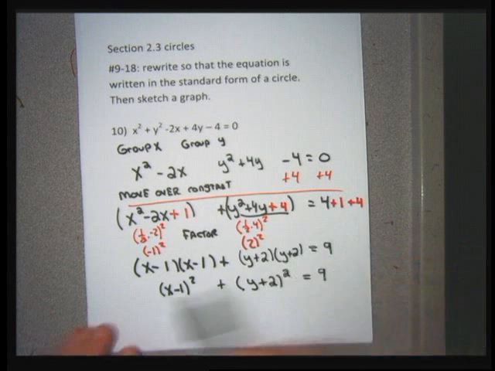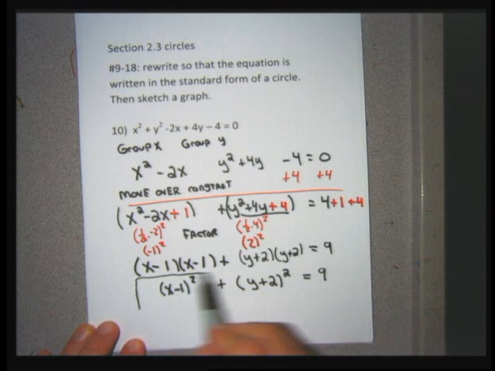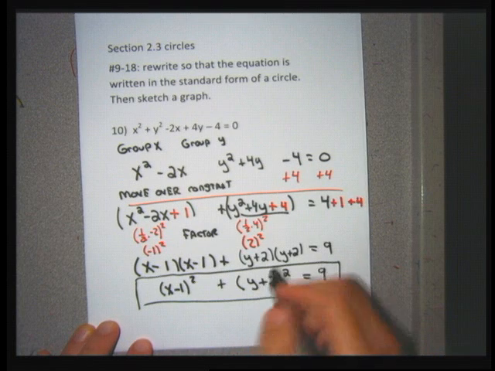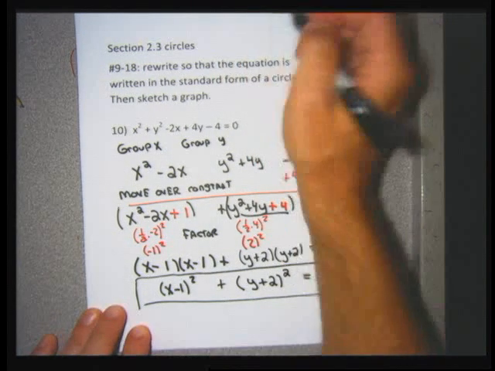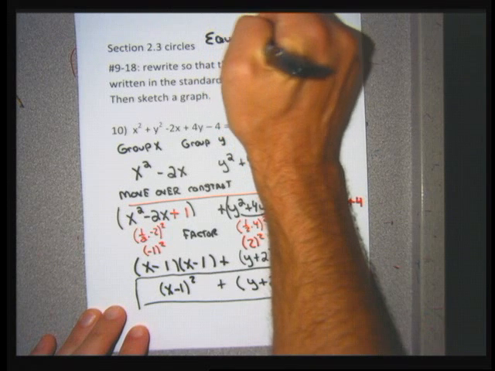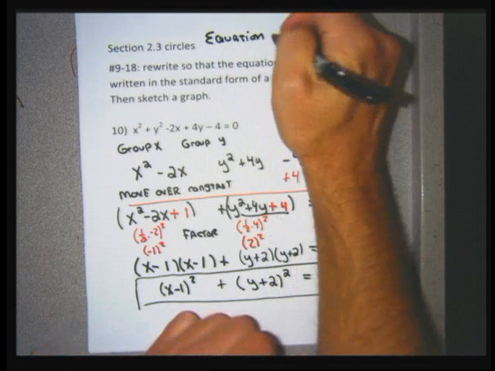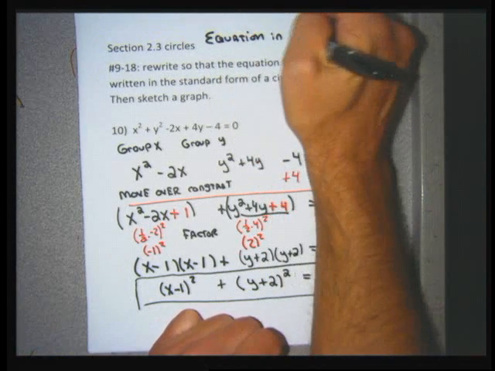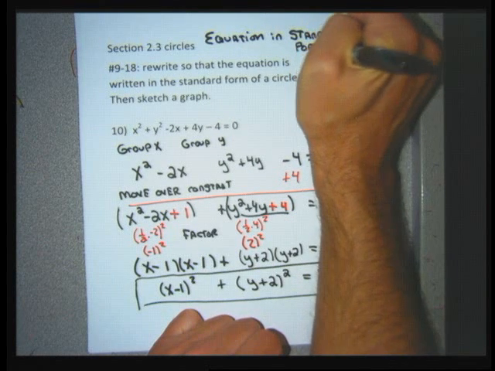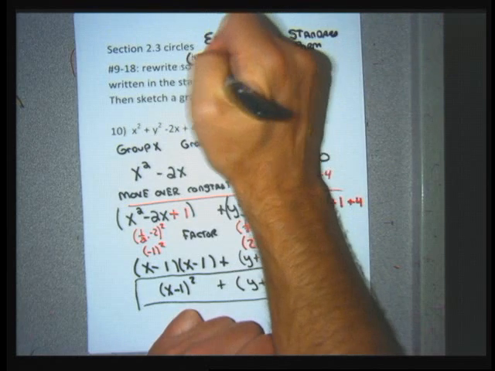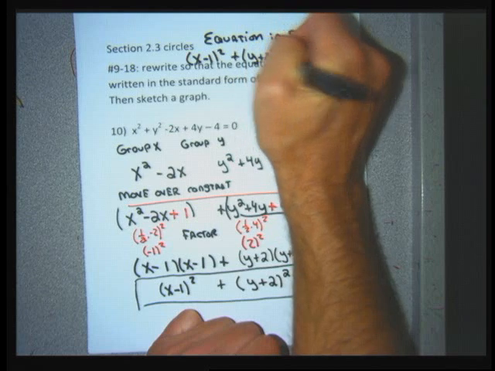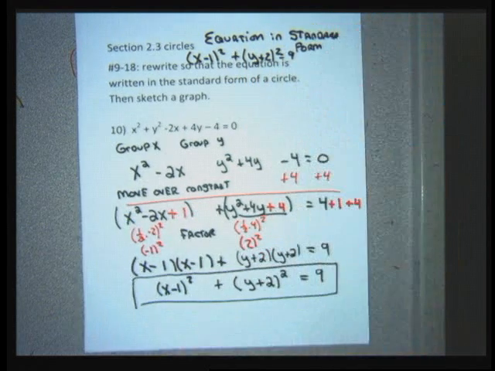For my purposes, this is the equation written in standard form. It's the nice simplified version of this. So this would be acceptable, when I say write the equation in standard form, I don't really need to see the minuses or the r squared. But I'll show you how to get it if you need it. So I could say that this x minus 1 quantity squared plus y plus 2 quantity squared equals 9 is the equation written in standard form.